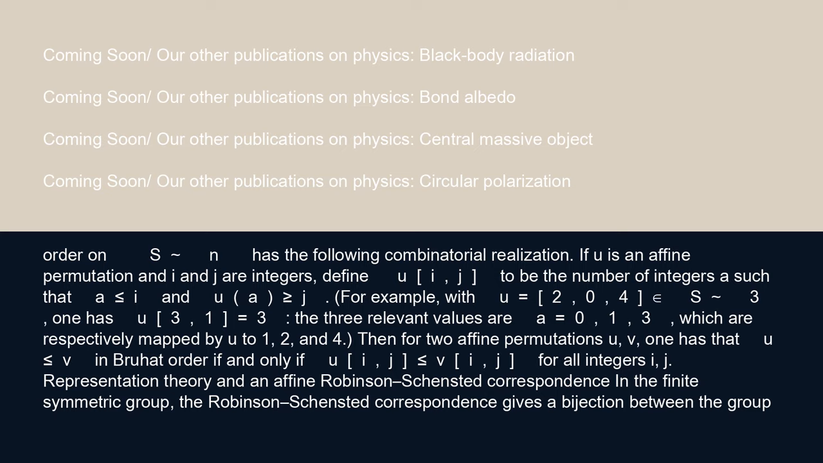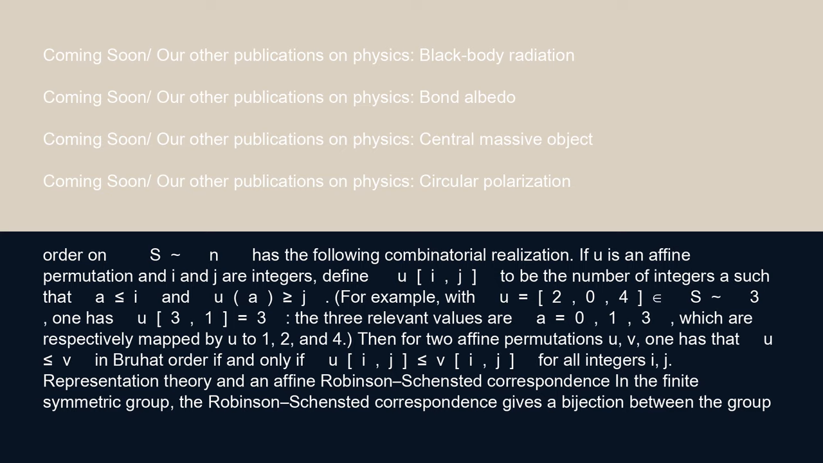If u is an affine permutation and i and j are integers, define u[i,j] to be the number of integers a such that a is less than or equal to i and u(a) is greater than or equal to j. For example, with u equal to [2, 0, 4] an element of S̃3, one has u[3,1] equals 3. The three relevant values are a equals 0, 1, 3, which are respectively mapped by u to 1, 2, and 4. Then for two affine permutations u, v, one has that u is less than or equal to v in Bruhat order if and only if u[i,j] is less than or equal to v[i,j] for all integers i, j.